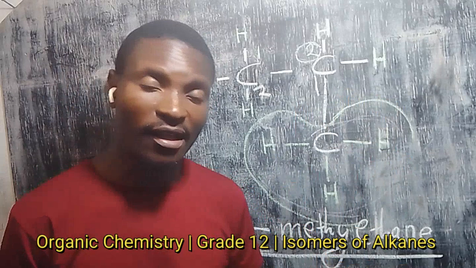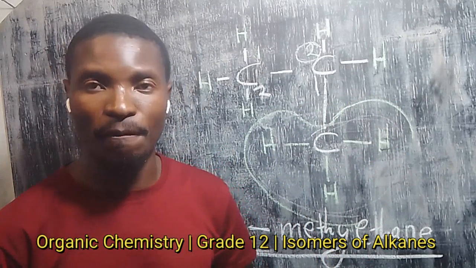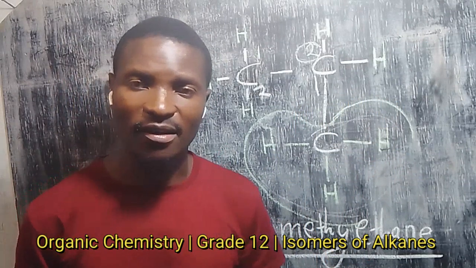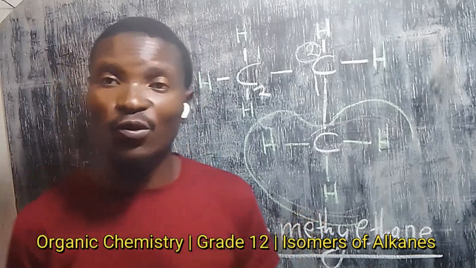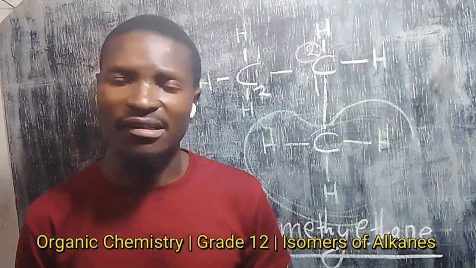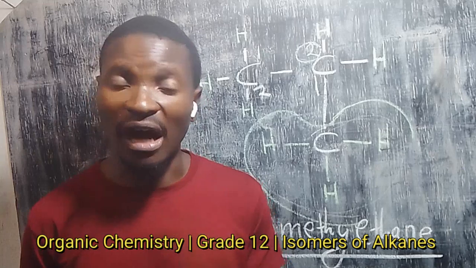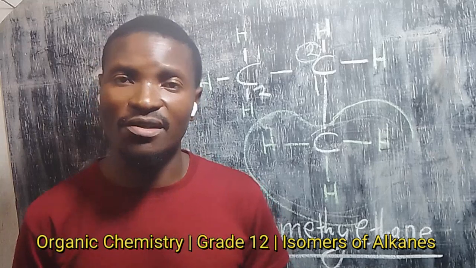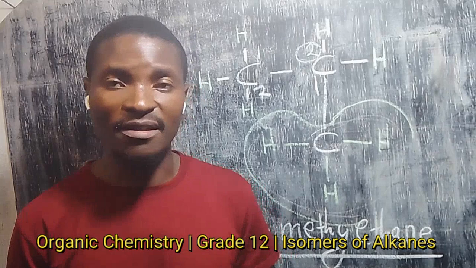Okay, so eth means 2 carbon. You have to understand that. I'm going to give you one last example so that we can understand more about isomers, and the different ways in which we can come up with them.